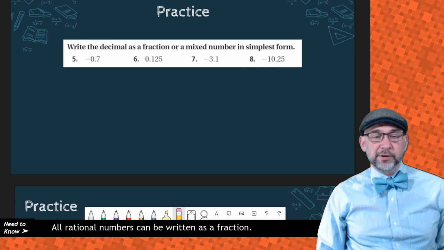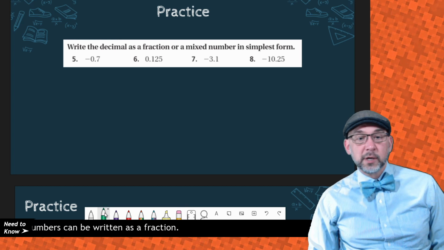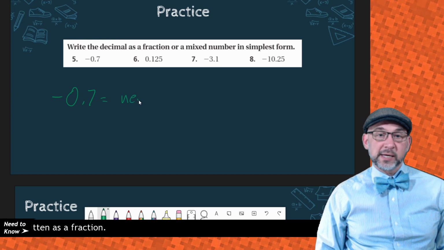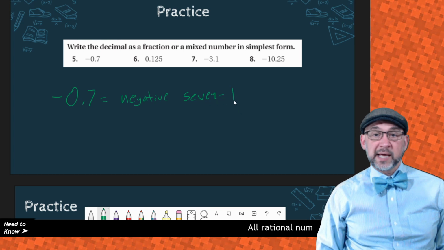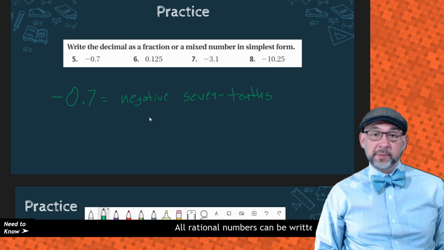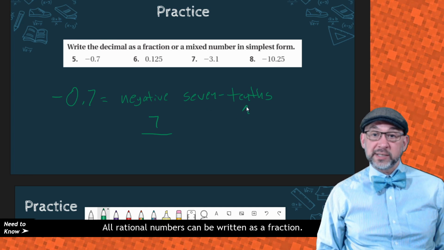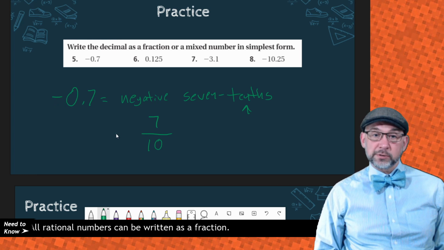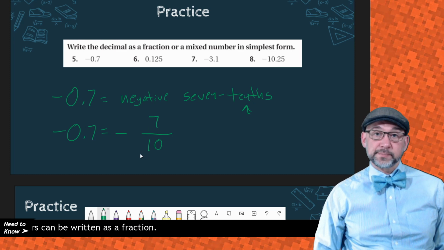All right, let's look at converting some decimals to fractions. Let's look at number 5. I have negative 0.7. What that is equal to is negative 7 tenths. So all the digits after the decimal become a numerator, and the place value becomes the denominator. The place value is tenths, so that goes over 10. And since this is a negative, my fraction is also a negative. So negative 0.7 is equal to negative 7 tenths.